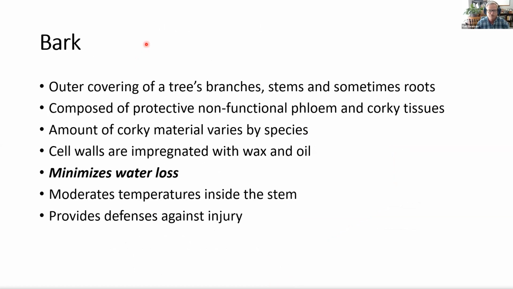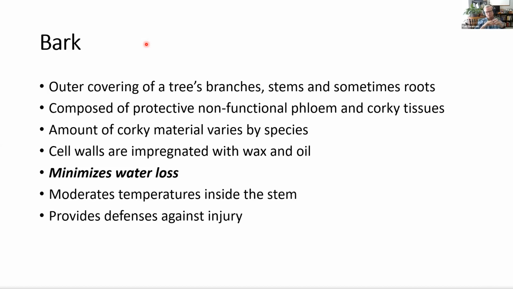So let's move out to bark. Bark is the outer covering of the trees' upper portion, and can sometimes be found on the root system as well. It's composed of protective, non-functional phloem and corky tissues. The amount of corky material varies by species. If you think about American beech, it has a very, very thin layer of bark, as would a maple or a magnolia, things like that, which have fairly thin bark.